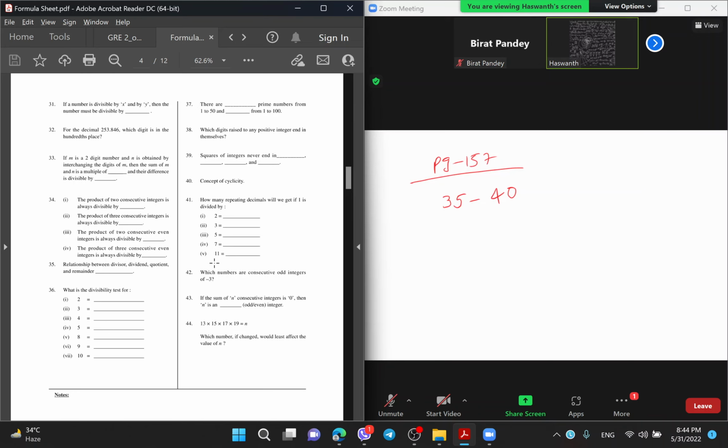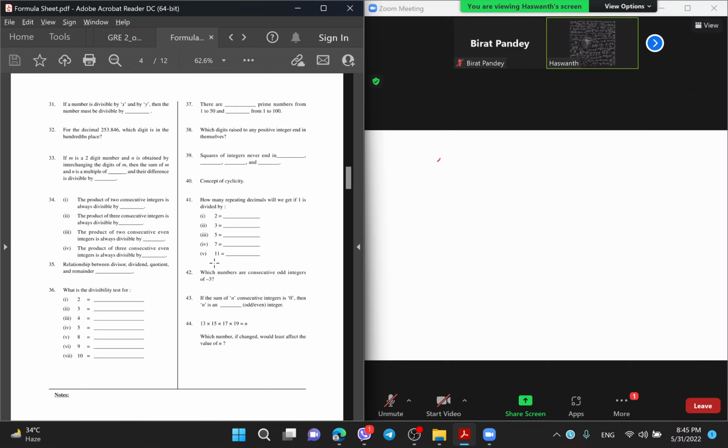35th we have already discussed. What is the relationship between dividend, divisor, quotient and remainder? Dividend is equal to divisor into quotient plus remainder. Just now we have solved problems. Now let us look at the divisibility tests of the required numbers here.